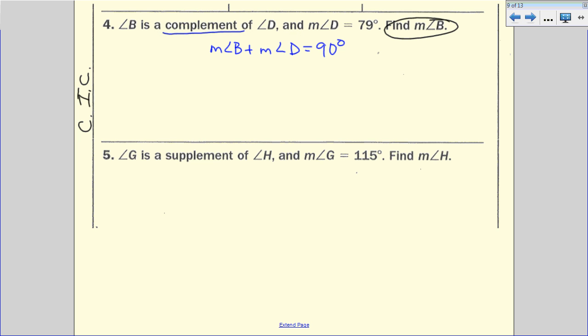For 5, they tell us that they are supplements. Angle G is a supplement of angle H, which means the measure of angle G plus the measure of angle H equals 180 degrees. So what you're going to need to do is use your substitution, plug in what you are given in this problem, use your algebra, and find the measure of angle H. So you're solving for measure of angle H, measure of angle B. I'll bring someone to the board tomorrow to check those in class.